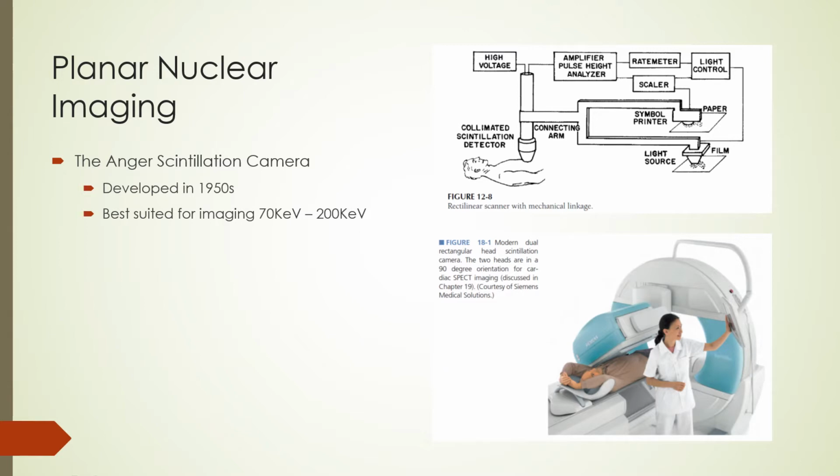This camera contained a 6 mm thick sodium iodide crystal of 10 cm diameter. It was coupled to 7 photomultiplier tubes, each 3.8 cm in diameter. 6 of the photomultiplier tubes were arranged hexagonally around a seventh tube placed at the center. The photomultiplier tubes were optically coupled to the scintillator by mineral oil. Modern tubes now have wider diameter crystals, more photomultiplier tubes, and better optical coupling with light guides.